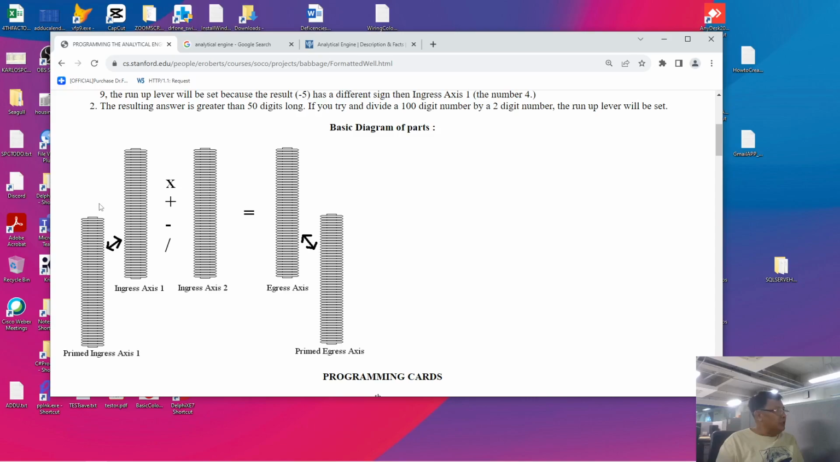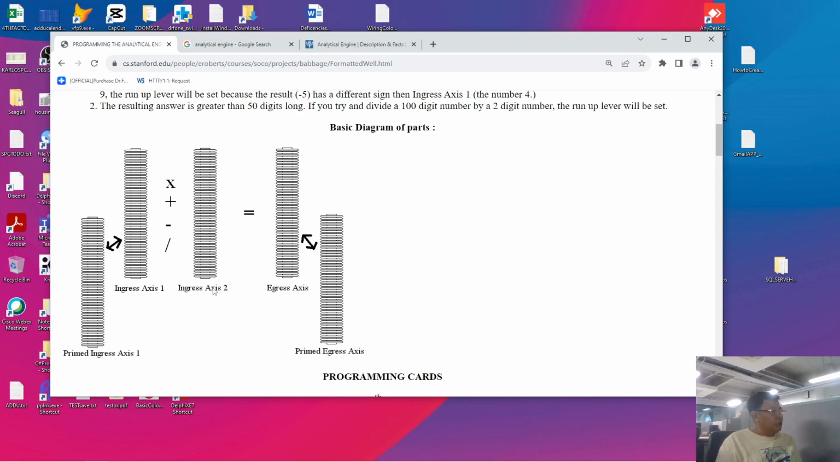The analytical engine mill itself is composed of a column of gears where each rotating gear can be used to store a decimal symbol from 0 to 9. In this case, there are 40 rotating gears in each column. There are two sets of columns, an ingress column and an egress column. The ingress set is also composed of three subcolumns: the prime ingress axis, ingress axis 1, and ingress axis 2. Ingress axis 1 and ingress axis 2 are where the inputs are stored.